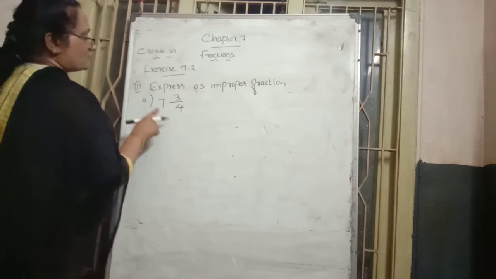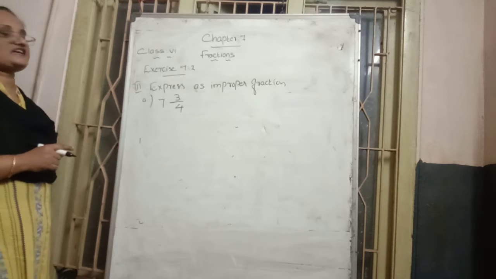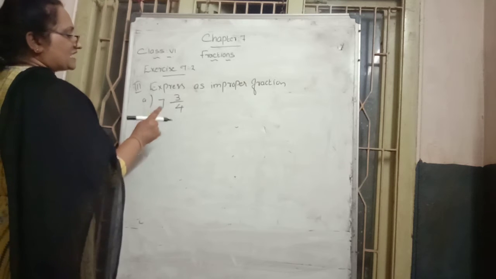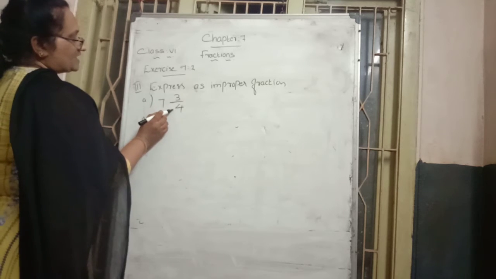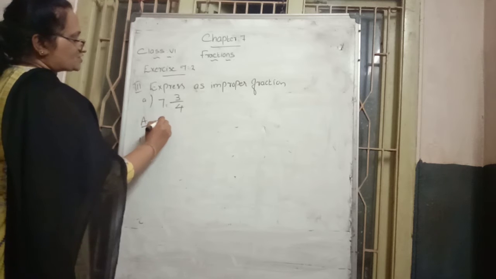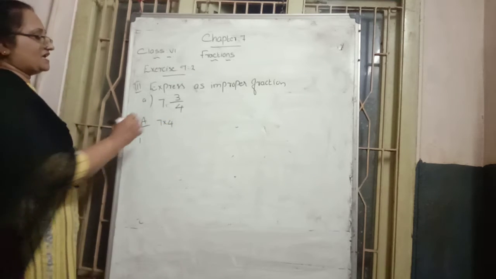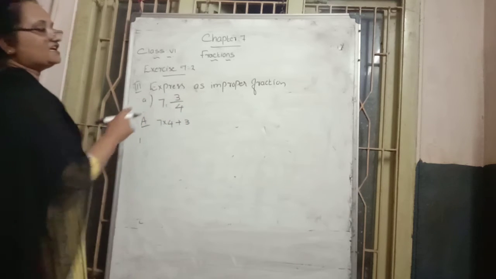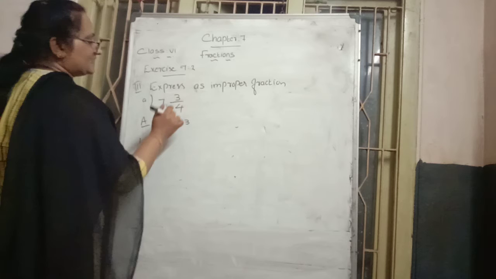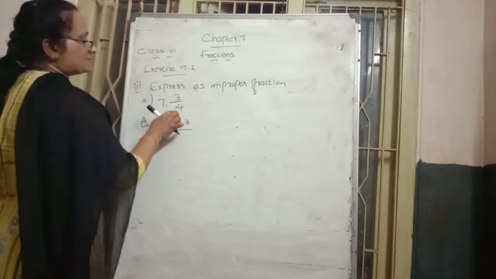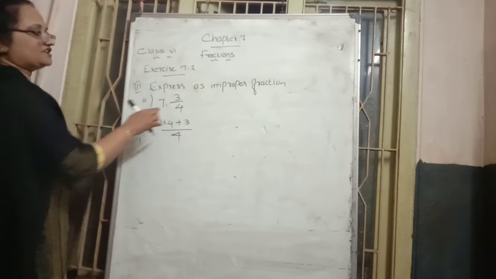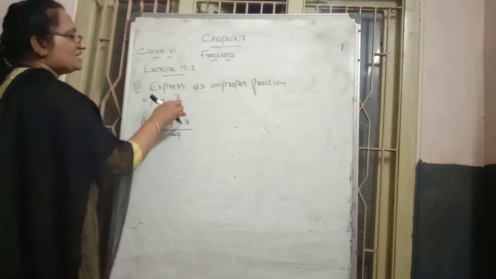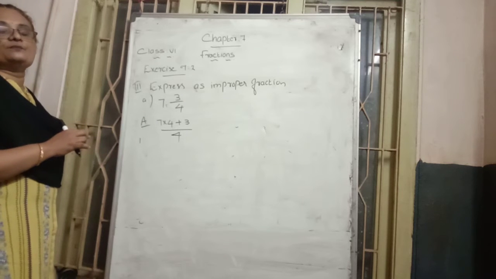See, 7 is a whole number and 3 by 4 is a proper fraction. To convert this into an improper fraction, first the denominator and the whole number are multiplied. So 7 into 4 are multiplied, and that answer is added with the numerator. What is the numerator? 3 is the numerator. So add 3, and the whole is divided by the same denominator. And what is the denominator there? 4 is the denominator.